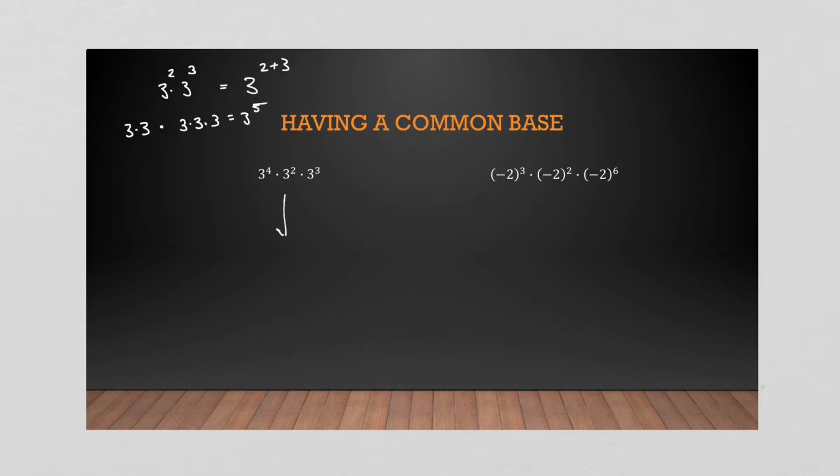So you can see here, yes, we have a common base. So it's as simple as going, okay, 4 plus 2 plus 3. We have 3 to the power of 9. Do I care what 3 to the power of 9 is? No, it's a pretty big number. So the whole goal here is just, do we understand our exponent laws?